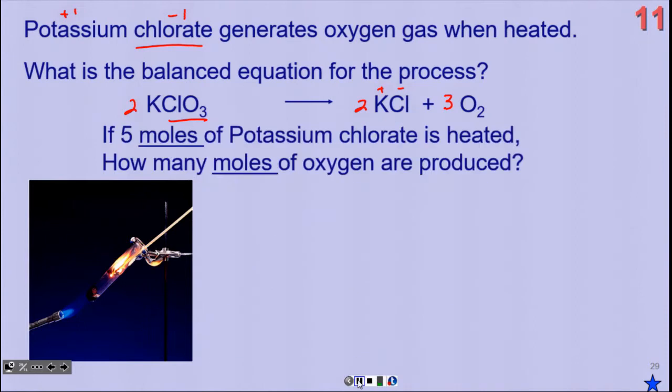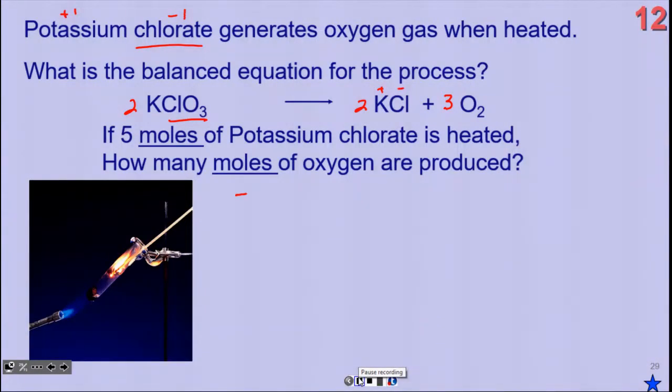All right, now let's make an example, and let's presume that we might have 5 moles of potassium chlorate, just a simple number, heated up. How many moles of oxygen are going to be produced? So this is simply a ratio of moles. Nobody said anything about grams yet, so don't worry about them. And so what are we going to have to do? So we'll look at this in terms of ratios of moles.